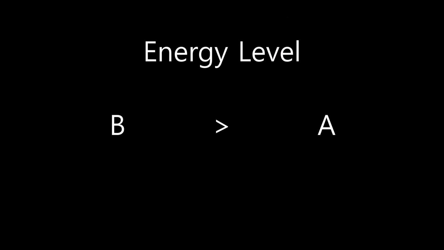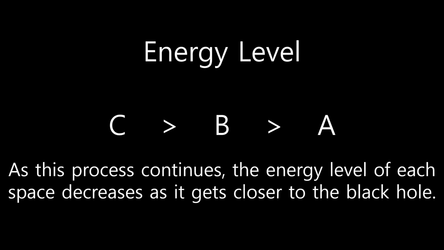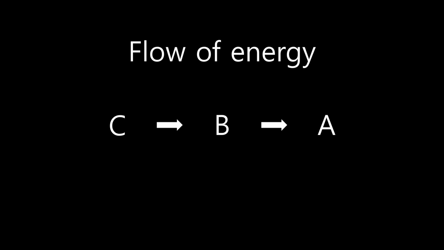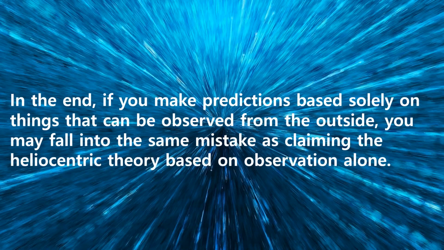Even if the energy levels of the two spaces were the same at first, after this phenomenon, the energy of the space A becomes two particles smaller than the energy of the space B. According to the second law of thermodynamics, heat, energy, moves from the space B to the space A. As this process continues, the energy level of each space decreases as it gets closer to the black hole. In the end, a chain reaction occurs in which space closer to the black hole draws energy from space further away.